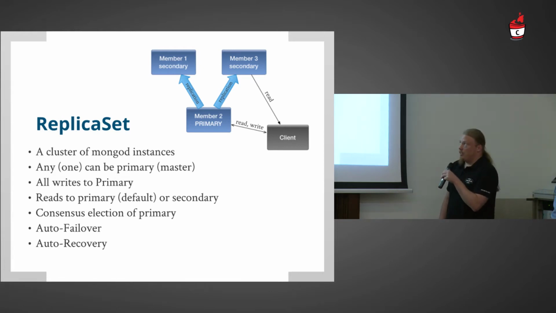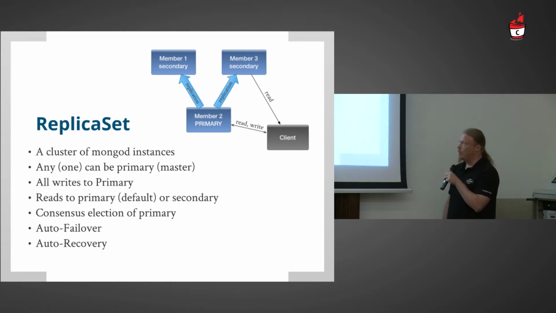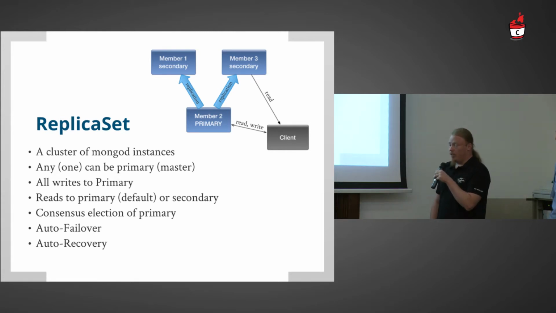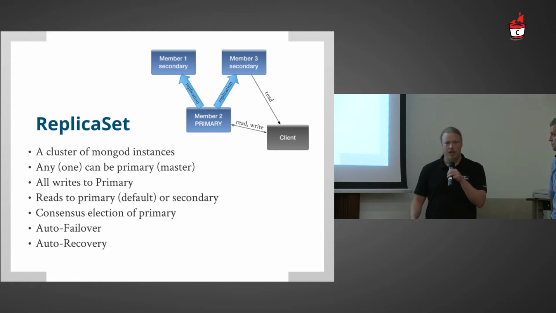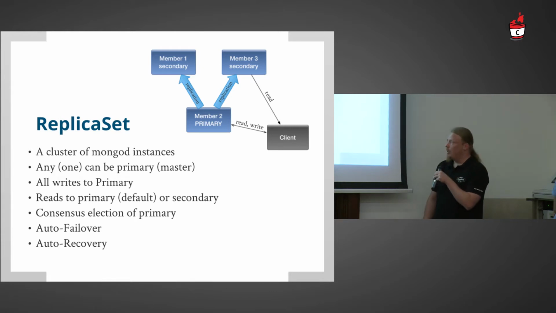So in essence, a replica set is a cluster of nodes. Any one of those nodes can be the primary, and the primary is determined by a consensus election. And as mentioned, we have auto failover. So if our primary fails, if enough nodes are remaining online that a quorum can be reached, then a new primary is voted and elected.